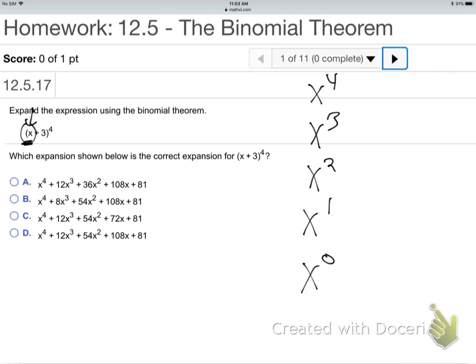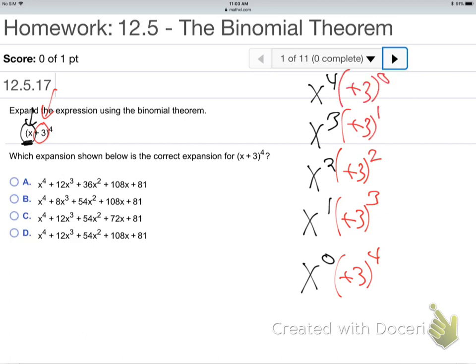So now I'm going to take the second term, the plus 3. It's binomial again, two terms. I did the first one, the x. Now I'm doing the positive 3, the second one. And I'm going to do the same thing with him, running in reverse order, meaning start down here, go plus 3 to the 4th, plus 3 to the 3rd, plus 3 to the 2nd, plus 3 to the 1st, plus 3 to the 0.